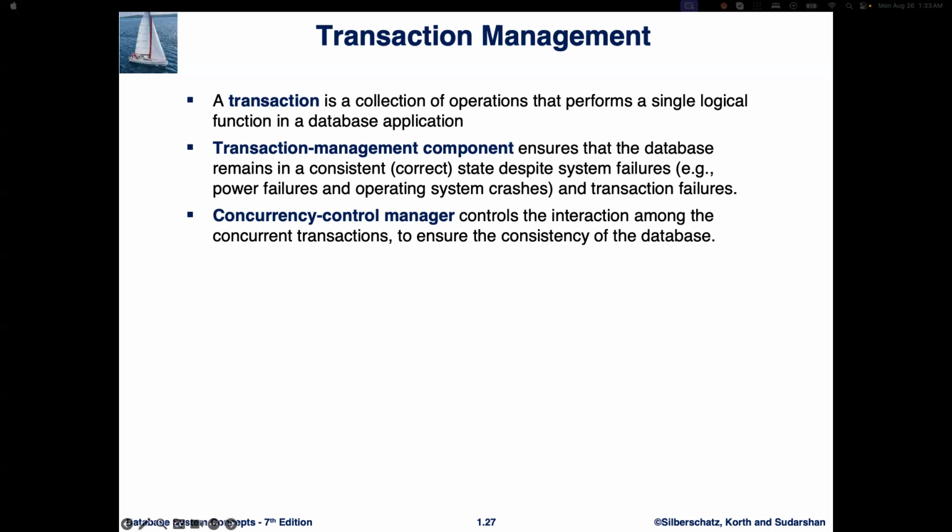Concurrency control manager. The concurrency control manager ensures that multiple transactions can occur simultaneously without causing inconsistencies in the database. It manages the interactions among the concurrent transactions, making sure that operations do not interfere with each other. For example, if two transactions are trying to update the same data at the same time, the concurrency control manager coordinates these updates to avoid conflicts.